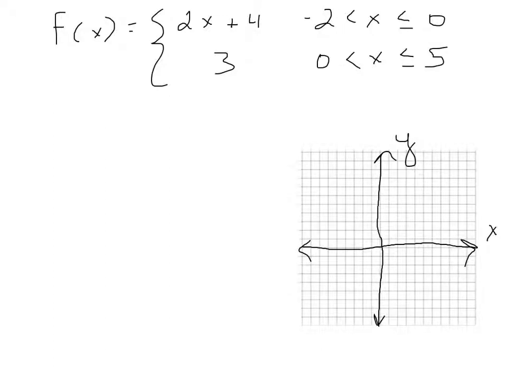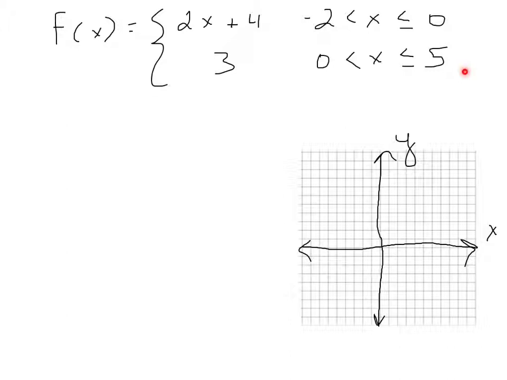In this slide, we're going to take a look at graphing a piecewise function. Now, a piecewise function is a function that is made up of two or more pieces that exist on specific domains. So the equations would be 2x plus 4 and 3, but 2x plus 4 only exists from negative 2 to 0, and 3 exists from 0 to 5.